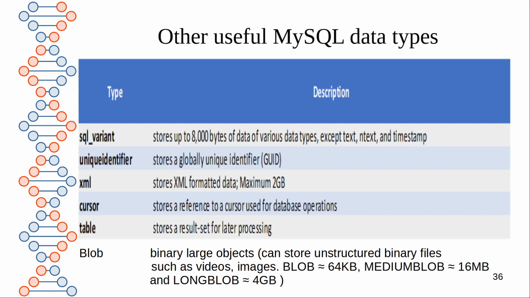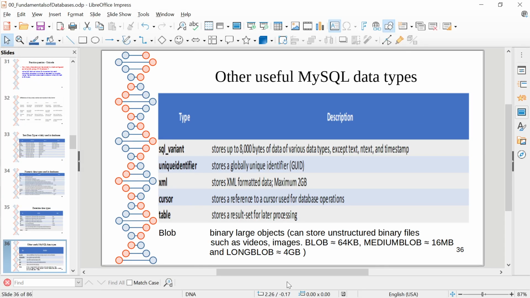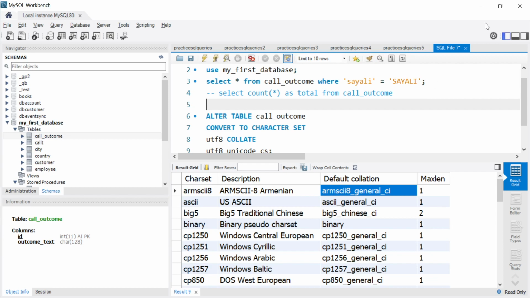I have already spoken about blob, binary large objects. The normal blob can store 64 kilobytes, medium blob will take 16 megabytes, and long blob can store 4 GB in one field itself. So with that, I think I want to wrap up for today.